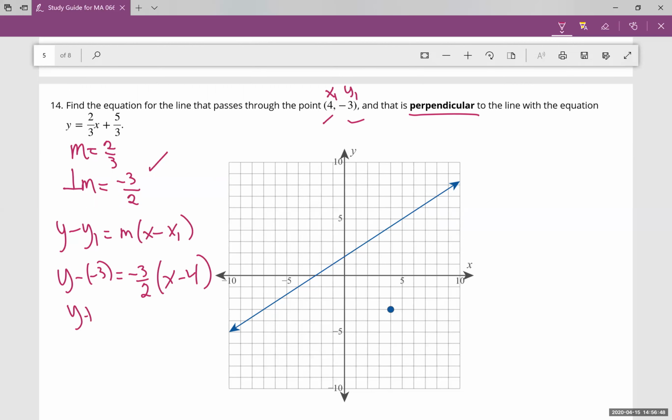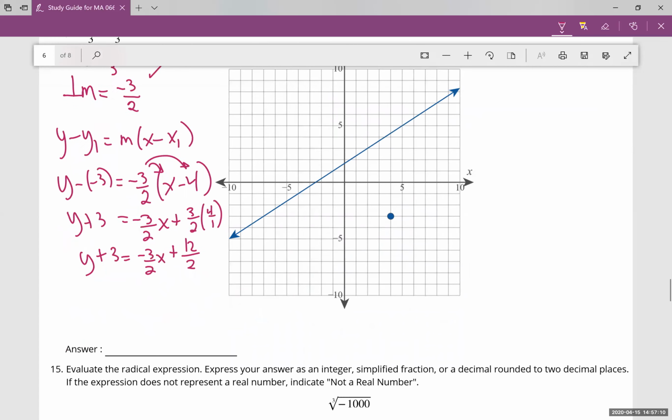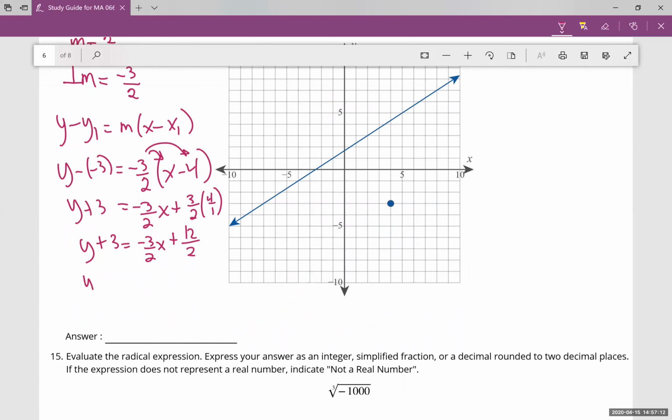That becomes y plus 3. And then let's distribute this. That's negative 3 halves x. That becomes plus, but then we kind of have to multiply this out. And so we have y plus 3 equals negative 3 over 2x plus 4 times 3. Okay, so that becomes 12 over 2. 12 over 2 is actually 6, right?